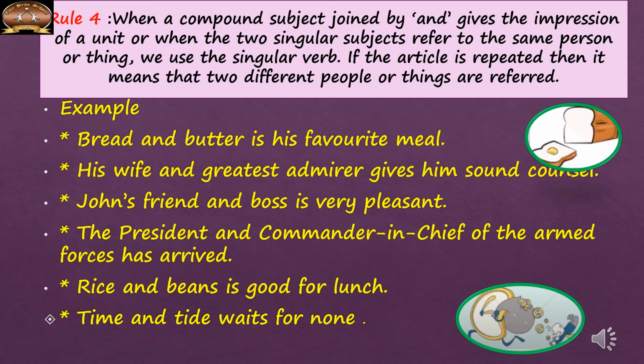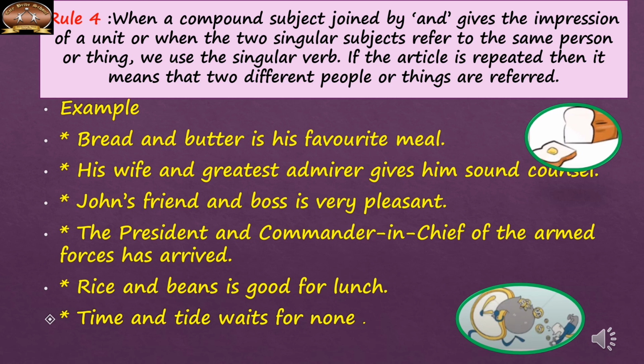For example, bread and butter is his favorite meal. I'll be using is only. Why? Because bread and butter is considered as one unit. His wife and greatest admirer gives him sound counsel. Here, in the sense of his wife and greatest admirer, I'm referring to the same person. Both refer to the same person. That's why we are using the verb in the singular.